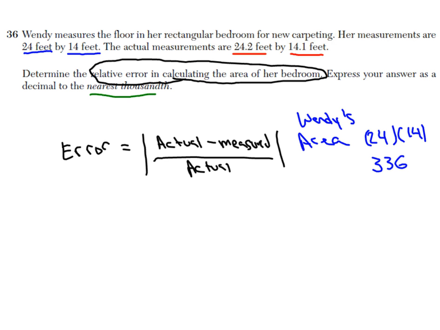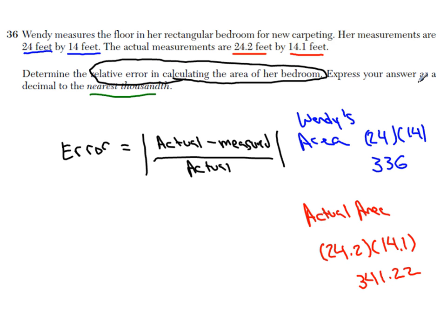And the actual area is 24.2 times 14.1. 24.2 times 14.1 is 341.22. Okay? So now we just have to substitute.